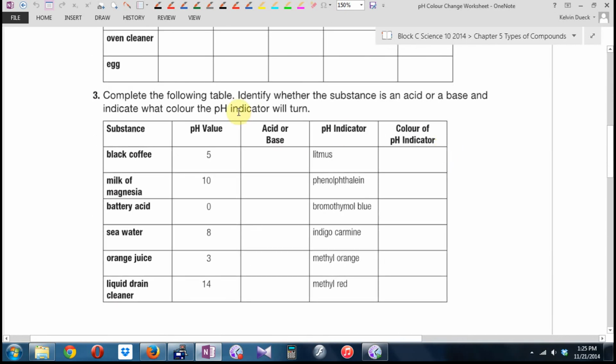Then number 2 says, complete the following table. I'm giving you various pHs that you haven't seen yet. Tell me whether it's an acid or base, and then I'm going to give you a pH indicator. Tell me what color the pH indicator would turn if we dropped it in that substance. Alex, I think you can get it done in the 10 minutes that are left. Okay? So I'm going to pause here.